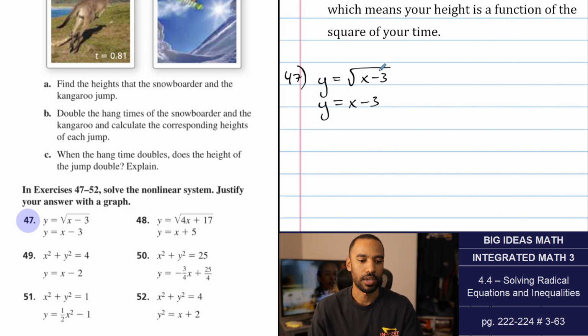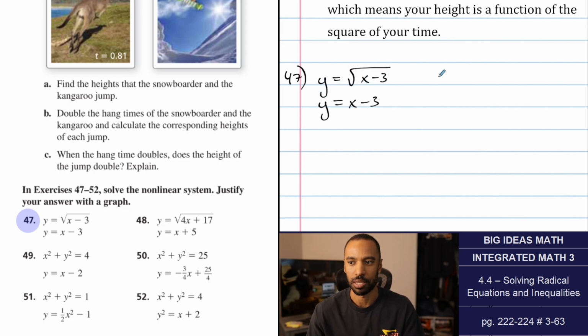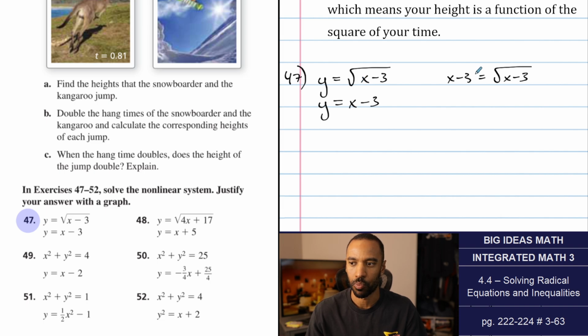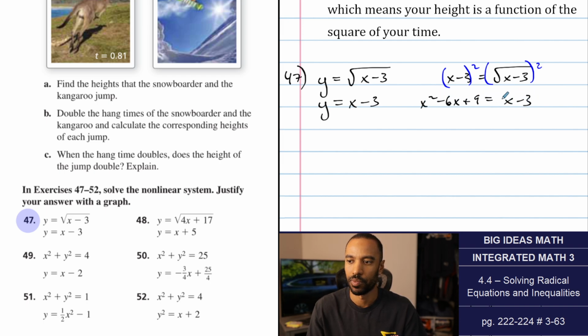So y equals this, y equals that. The general thing for these is we get to set them equal to each other to solve. So I can say x minus 3 equals the square root of x minus 3. Set them equal, because we're trying to find what value of x gets you the same y, because they're both y equals. So I'm going to square both sides. Solve what we've been solving previously, right? So x squared minus 6x plus 9 equals x minus 3. Subtract and add those two terms over.